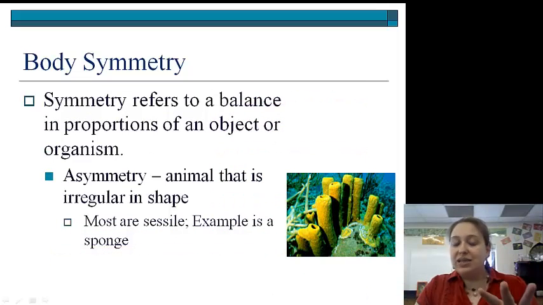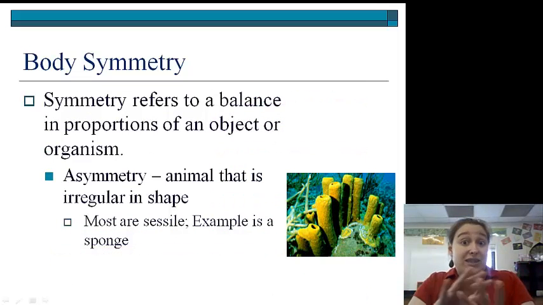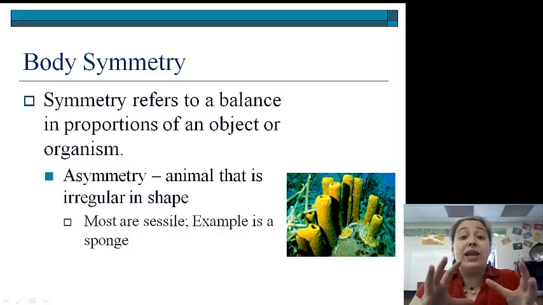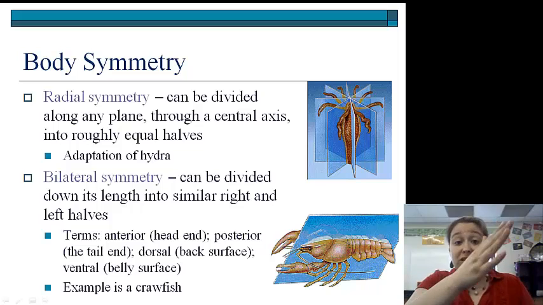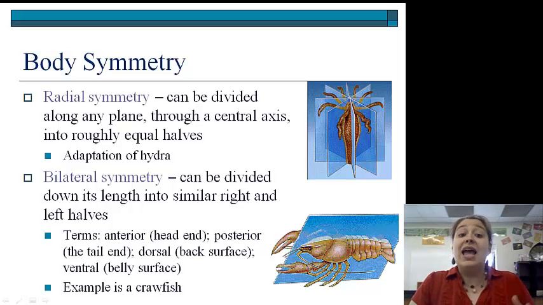Talking about body symmetry. Asymmetry is without symmetry, so we have irregular shapes. We talk about radial symmetry, we can actually divide them along any plane through a central axis and roughly have equal parts, like a pie. Bilateral symmetry is tending to cut lengthways in half.